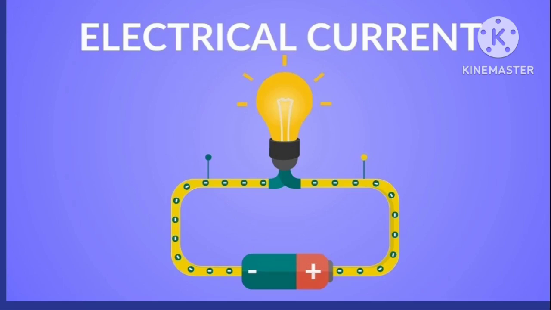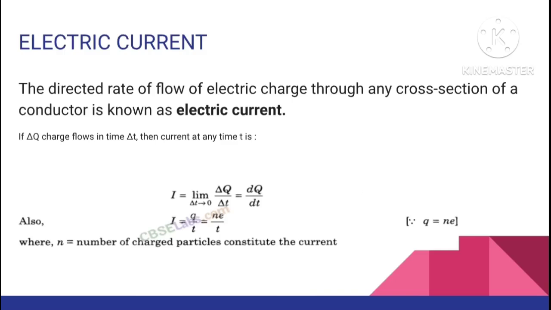In actual, electric current is the flow of electric charges, or we can say that moving charges make up the electric current. When moving charges flow in a particular direction through a conductor, then electric current is produced. So the directed rate of flow of electric charge through any cross-sectional area of a conductor is known as electric current.